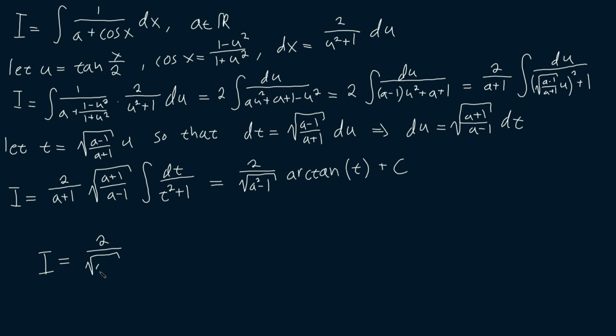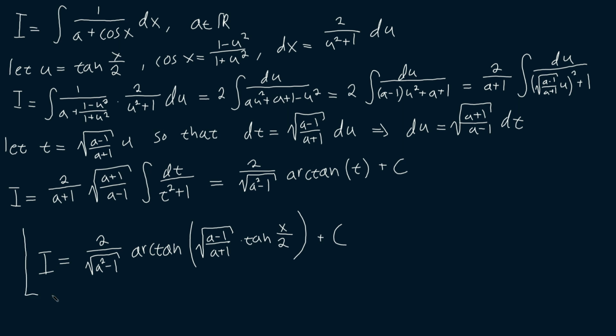and then we're going to go back to our original variable x to get that our integral I is equal to 2 over the square root of a squared minus 1 times the arctangent of t, where t was equal to the square root of a minus 1 over a plus 1 times u, and u itself was equal to tangent of x over 2, so we're going to get the square root of a minus 1 over a plus 1 times tangent of x over 2 plus our integration constant c, and this here is our final result.